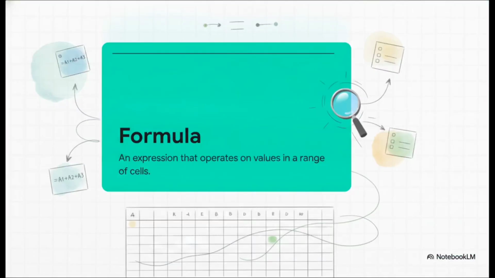Okay, so before we can build these crazy automated pipelines, we really need to establish what actually builds a spreadsheet. At its core, a formula is just an expression that operates on values. By simply typing an equal sign, followed by your cell references like A1 plus A2 plus A3, you literally turn a static, boring grid into a dynamic calculator. It's the absolute fundamental building block that's going to save you countless hours of manual work.